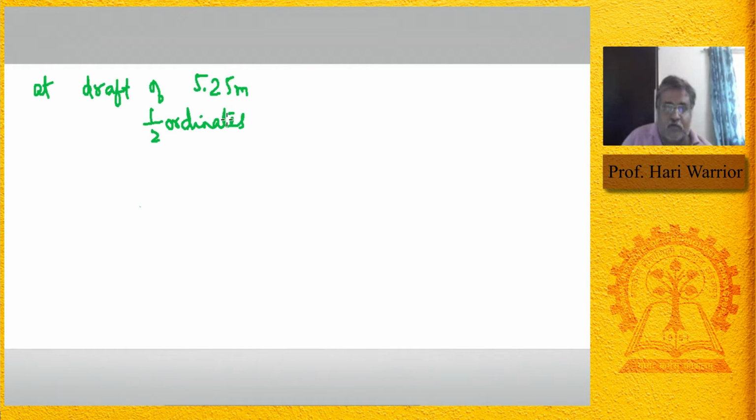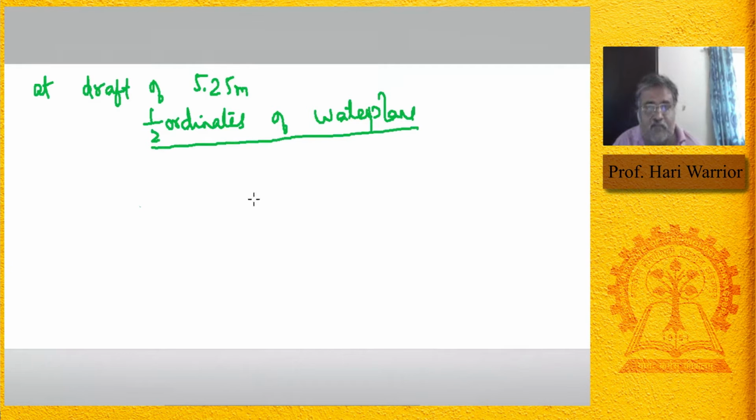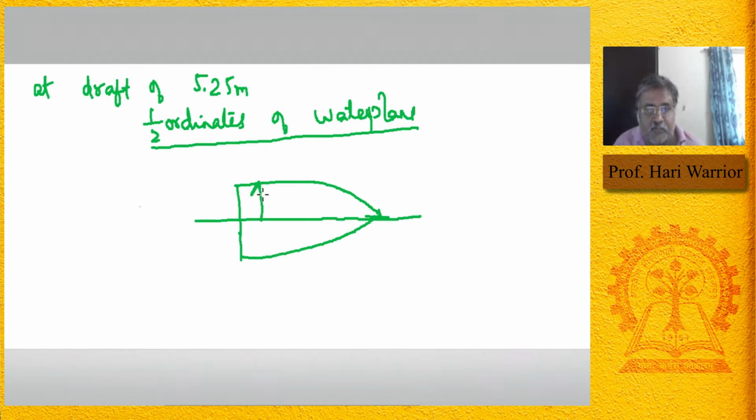Do you know what these are? Actually, I hope you are familiar by now with all these kinds of terminologies. Half ordinates of water plane. Half ordinate of water plane is, if you take any one water plane area, this thing. This is known as the half ordinate. So as you can imagine, as the water plane keeps changing, or the water line which we are dealing with changes, the water plane area changes, and the half ordinate of the water plane area changes. So this is basically what we call a half ordinate of water plane area.